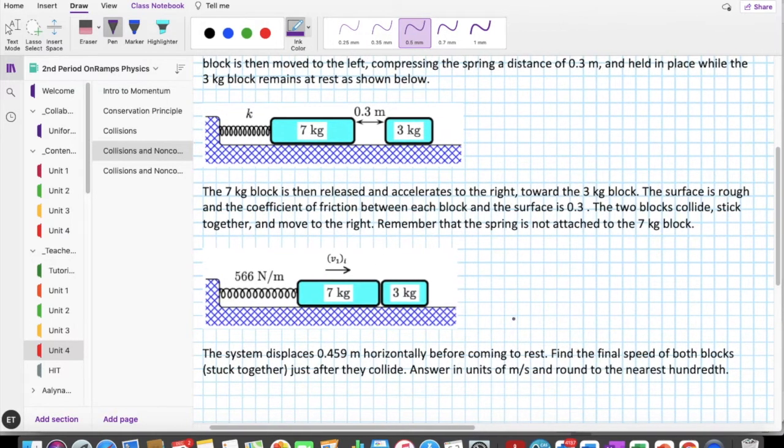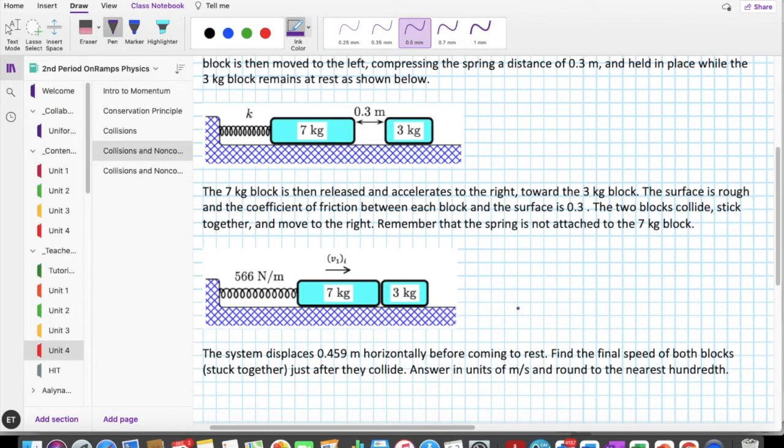And now the question is, the system displaces 0.459 meters horizontally before coming to rest. Find the final speed of both blocks stuck together just after they collide. Answer in units of meters per second and round to the nearest hundredth. So there's a lot of stuff going on, but let's focus on the question. Find the final speed of both blocks after they collide.